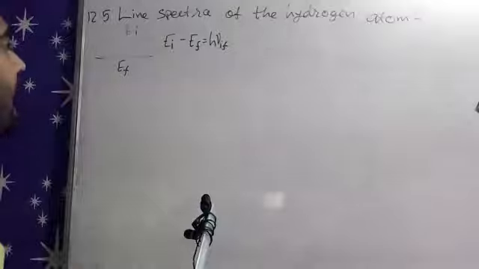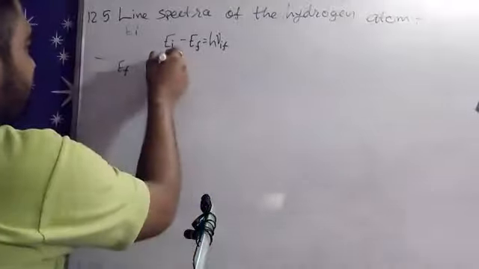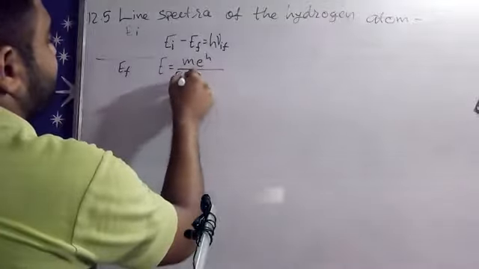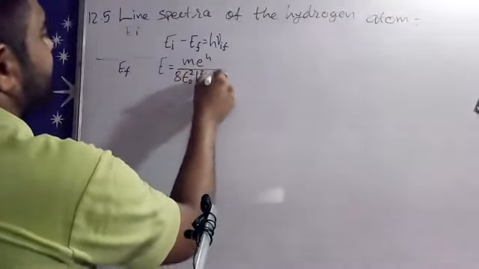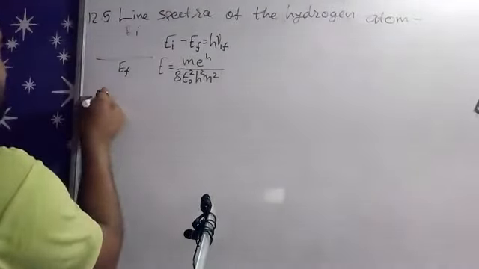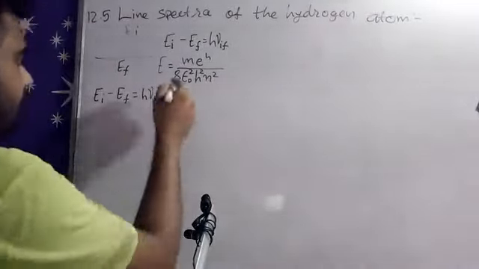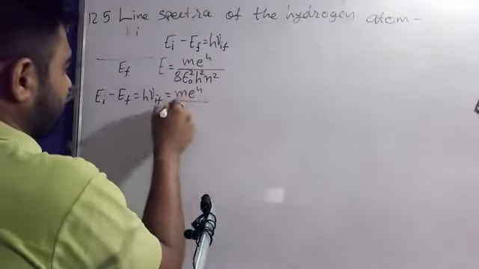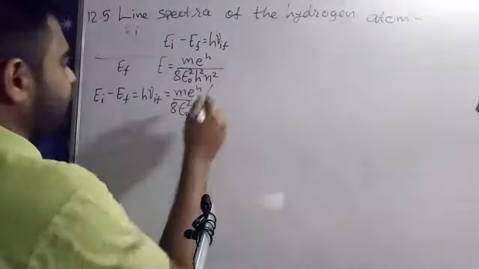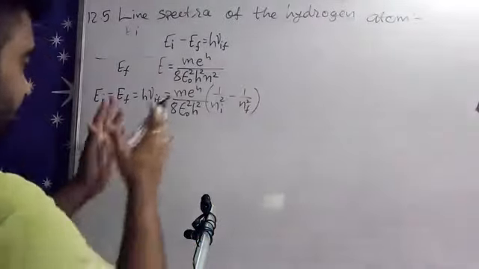But what is exactly the energy formula? This is the total energy of the electron, and that formula is E equal to m e raised to 4 upon 8 epsilon 0 square h square n square. For this particular Ei and Ef, we have Ei minus Ef is equal to h nu if, equal to m e raised to 4 upon 8 epsilon 0 square h square common, and we are only left with 1 upon ni square minus 1 upon nf square. So that's our formula now.